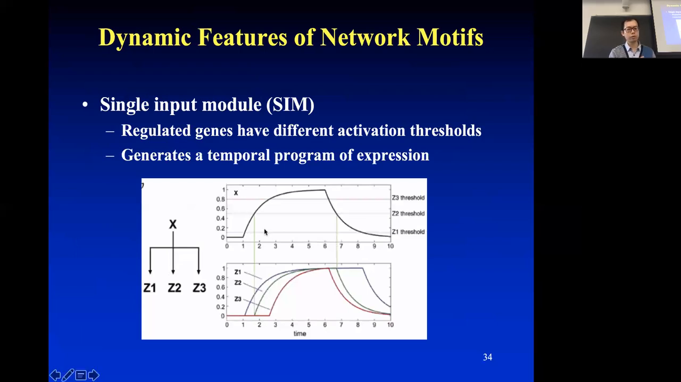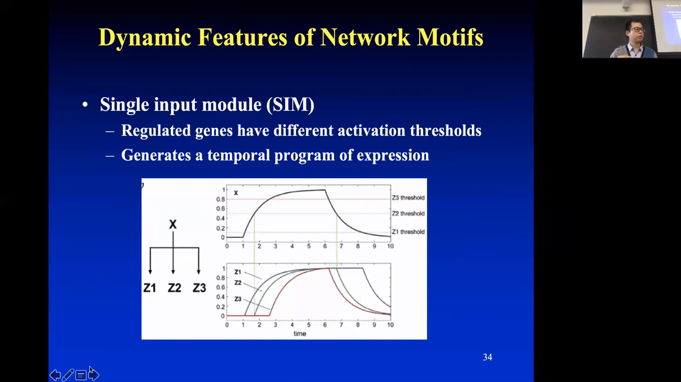So one way to control this is to use X to control Z1, Z2, and Z3, because you know the transcription factor has a binding motif, right? The binding motif means that on the DNA, some DNA patterns have a stronger binding, some have a weaker binding. So that's why the cell can modify the DNA sequence to make it a stronger or weaker binding during evolution.